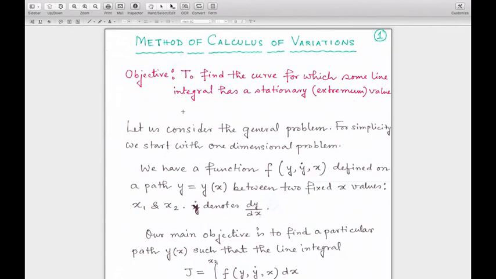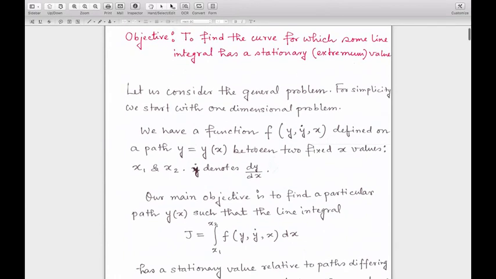Let's now pose the problem from a general point of view. Let's take a mathematical function f, which is a function of y, y dot and x, and it is defined on a path y between two fixed x values, x1 and x2. Y dot is nothing but dy/dx, which is the slope of the curve y of x in the yx plot. Now, as we can easily understand, f has an explicit dependence on x, but f also has implicit dependence on x through y and y dot.